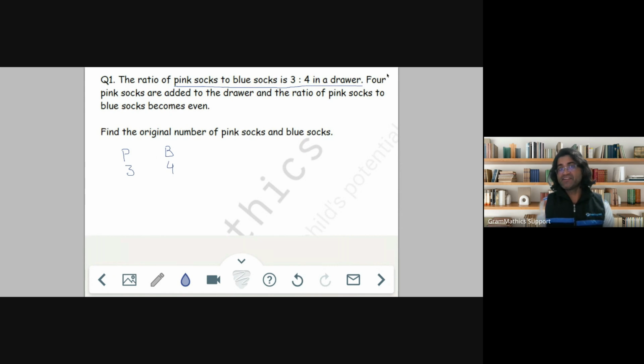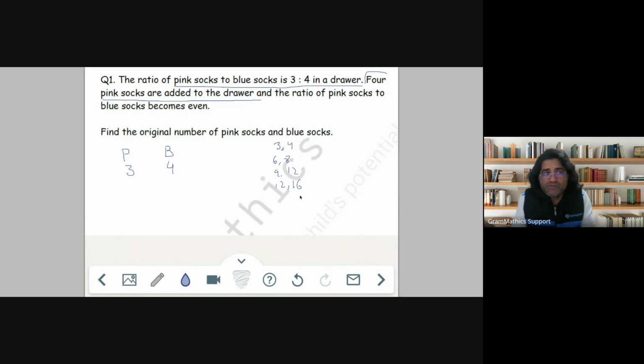Then the second line says 4 pink socks are added to the drawer and the ratio changes. We'll come to that. But in this case, I know the ratio is 3:4, but I don't know the exact number of socks. The exact number of socks could be 3, 4, 6, 8, 9, 12, 12, 16. So this is going in table of 3. This is going in table of 4. It could be any. I don't know which one.